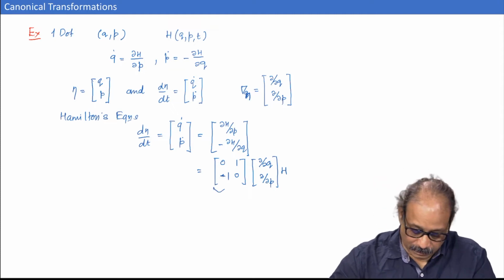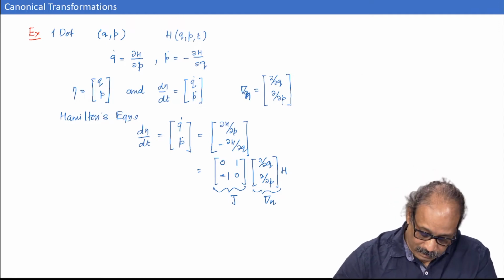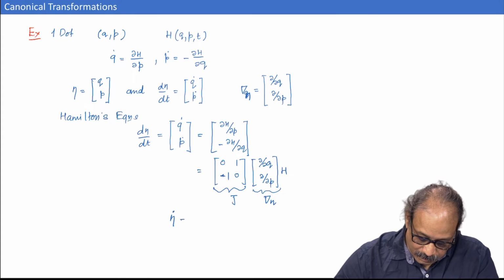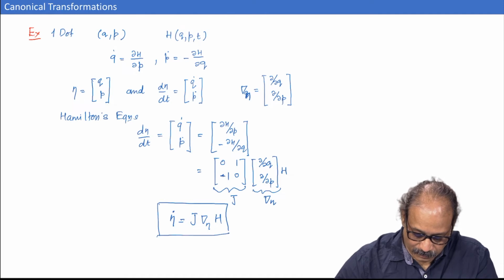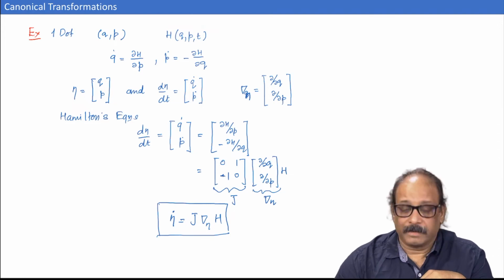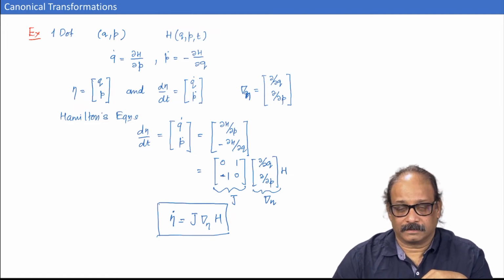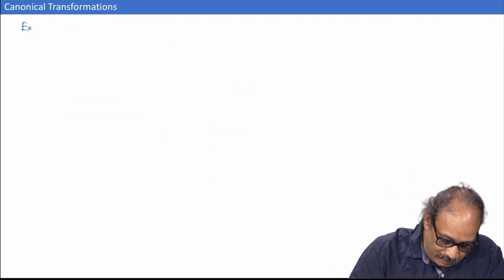Let us put everything together. So, call this matrix a J matrix. Okay. This is some sort of a gradient matrix. So, we have eta dot is equal to J, then the gradient acting on H. Okay. This is the form in which we want to put the Hamilton's equations. So, this is a matrix equation in 2 by 1 matrices.